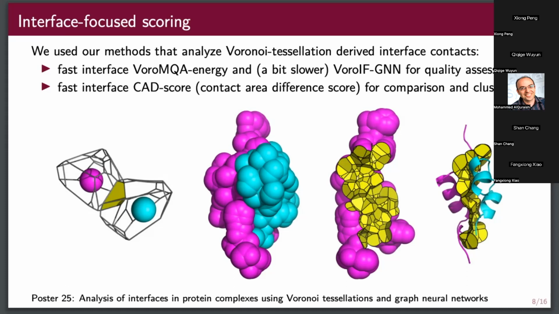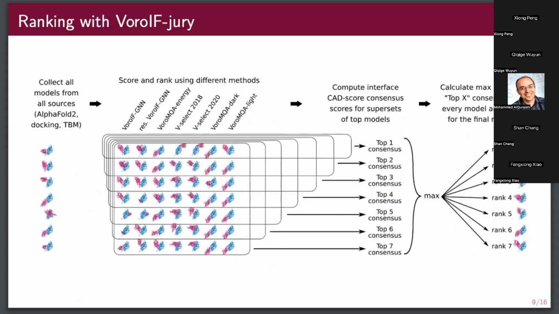But I would like to emphasize that we used both the old VoroMQA based interface scoring and also a newly developed method, VoroIF-GNN, based on graph neural network applications to this representation. We also needed to cluster and compare models. So we used interface contact area difference score also based on this representation. And we combined everything in a pipeline called VoroIF-jury.